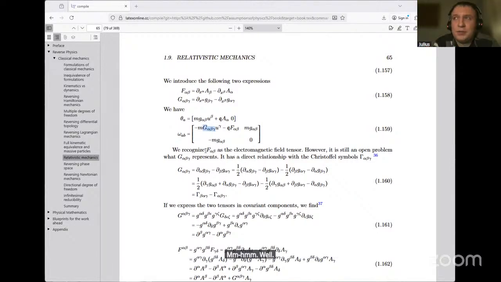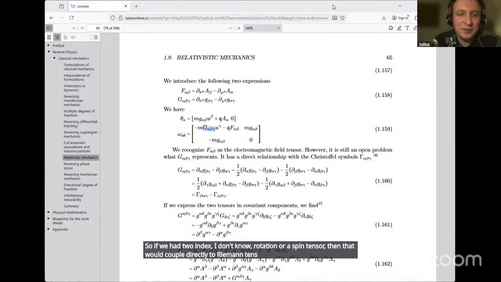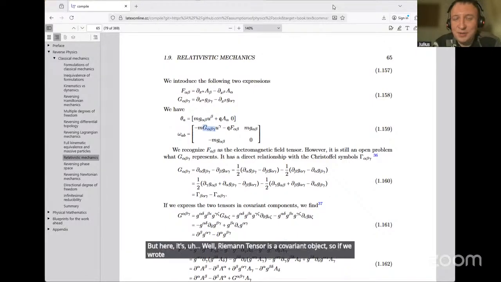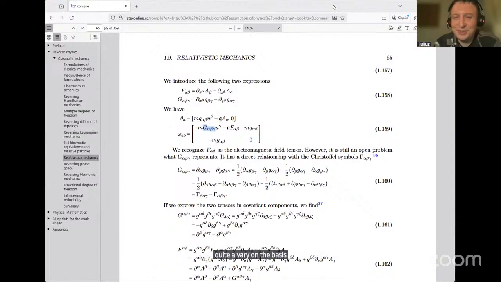Well, what I've also seen is that if we really want to stick to a single body, then the spin of the body would couple directly to the Riemann tensor. So if we had a two-index rotation or spin tensor, that would couple directly to the Riemann tensor. Otherwise, we need an extended structure. But here, the Riemann tensor is a covariant object. So if we wrote a symplectic form in a covariant basis, it should appear, but it does not.